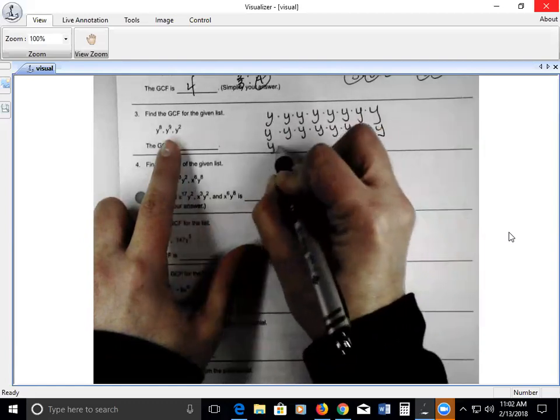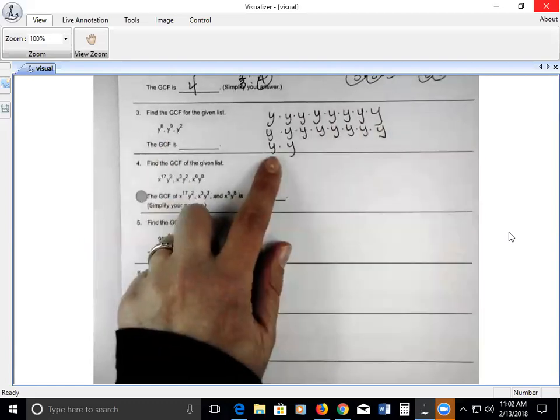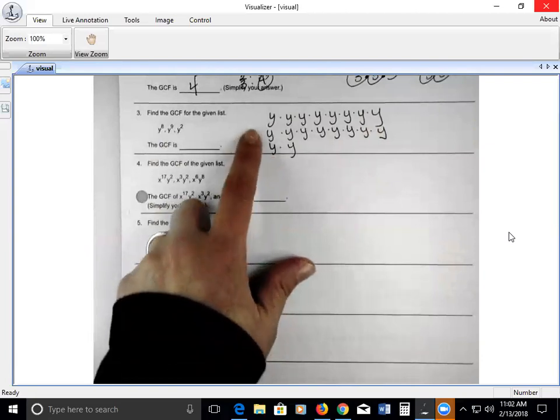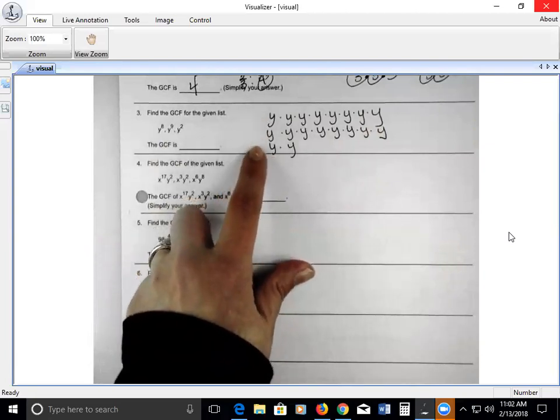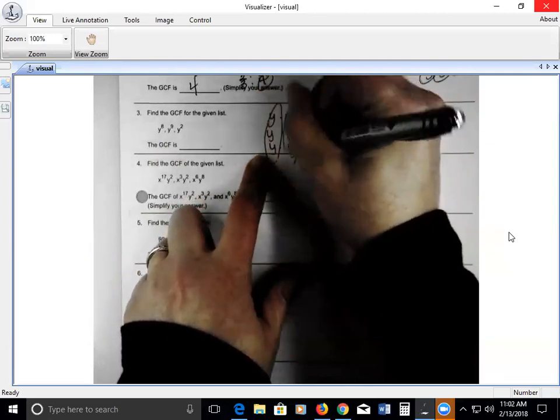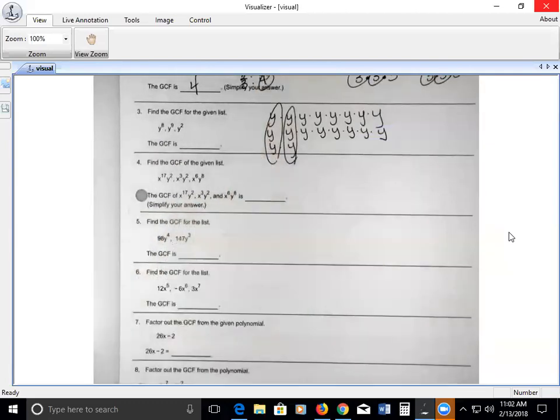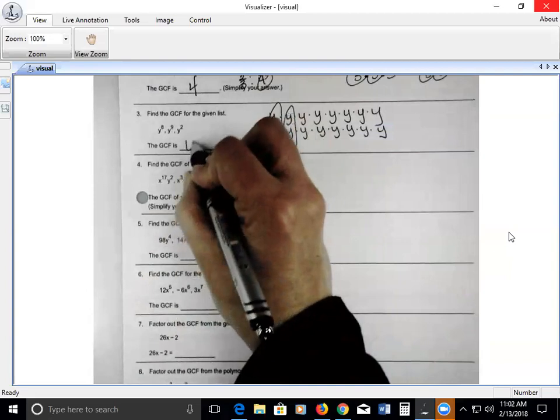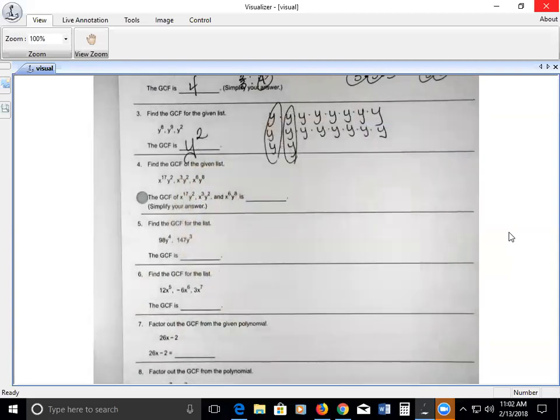And then you have y to the 2nd. This is basically the prime factorization representation of y to the 8th, y to the 9th, y to the 2nd. What do all 3 terms have in common? They all have 2 y's in common. So what is your GCF of y to the 8th, y to the 9th, y to the 2nd? It's just y to the 2nd. It's your variable, the common variable that's present, and the lowest exponent representation within the subgroup. Questions on that?